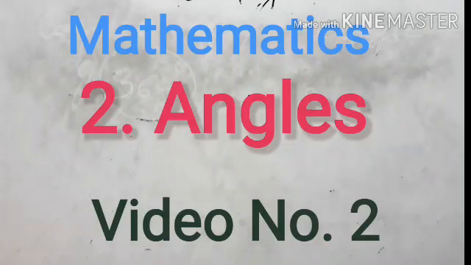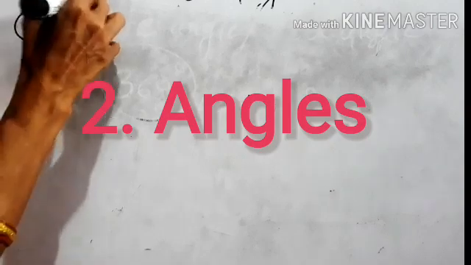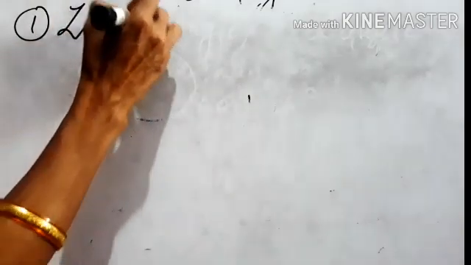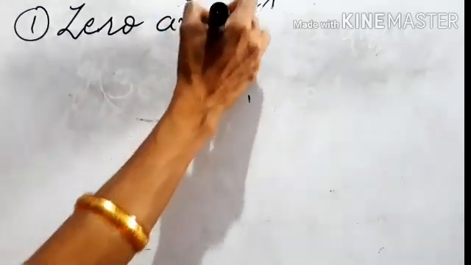Students, this year we are going to learn more types of angles. With these three basic types, we are going to learn some new types of angle. That is, first, zero angle. Now zero angle means what?